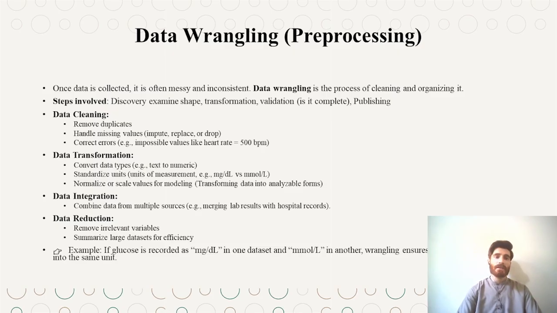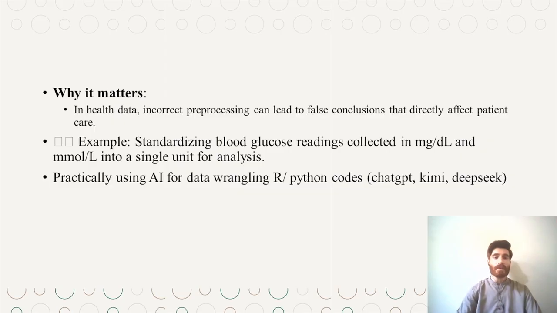So the first thing is data cleaning, like removing the duplicates, handling missing values, and correcting errors. The second is data transformation, convert data types, standardize units, normalize, or scale values for modeling. Then there is integration of data which combines data from multiple sources, and data reduction which removes irrelevant variables, summarizes large data sets for efficiency. So why does data wrangling matter? In health data, incorrect pre-processing can lead to false conclusions that directly affect patient care.